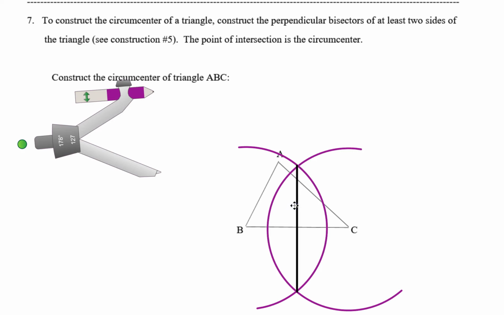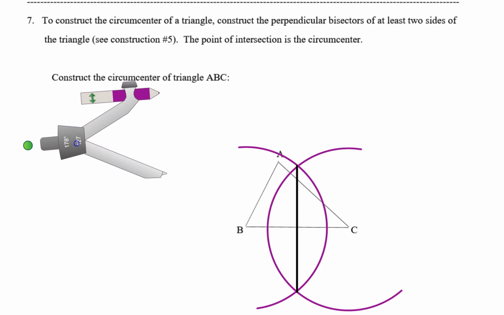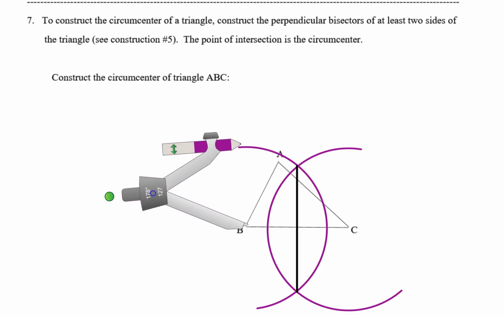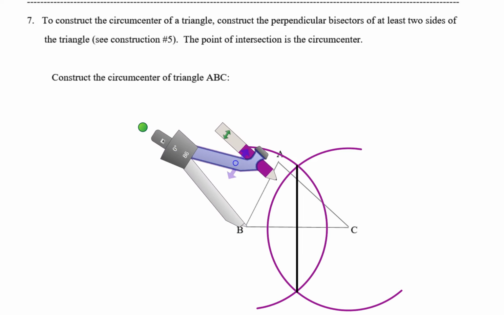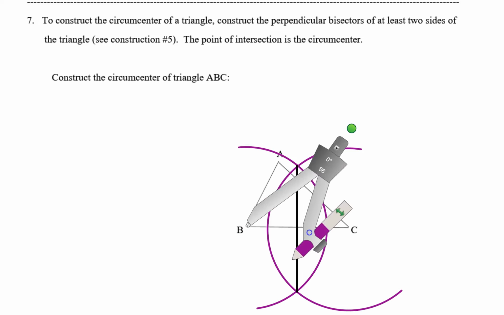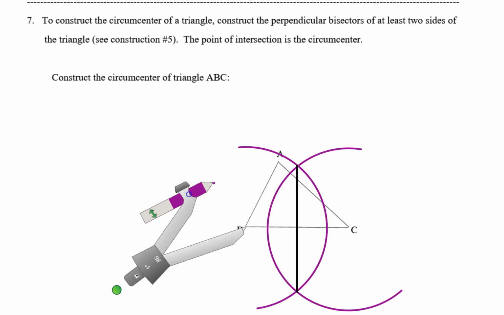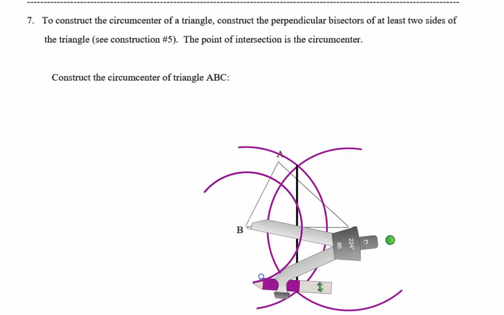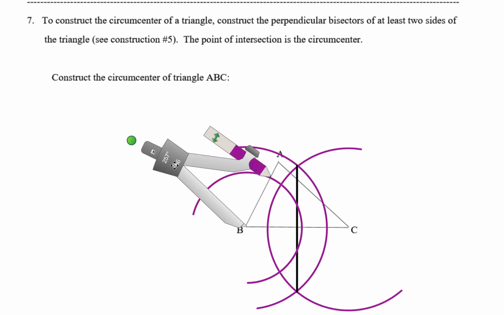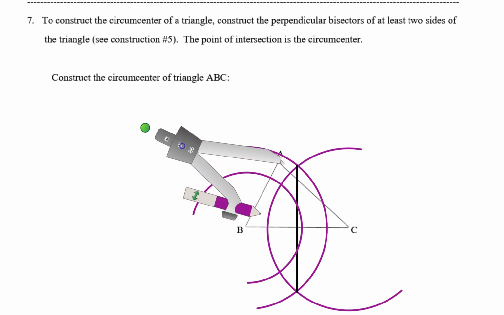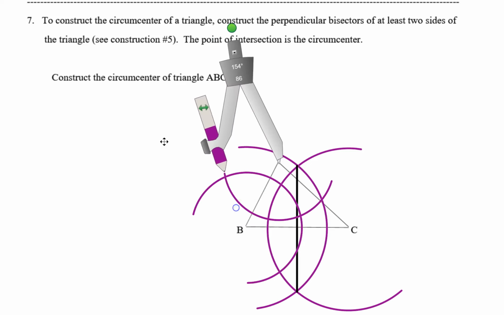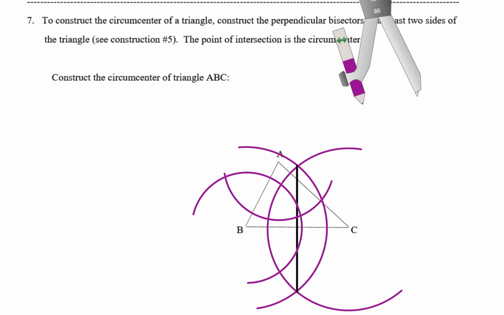Now I'm going to do the same thing on really either of these sides here, so I'll just do AB. Looks like I have a little room over here. You really just need to be over halfway. Make your two marks, or your two arcs. Same thing on the other side. Okay, I've got the two intersections, so now I'm going to do my line.